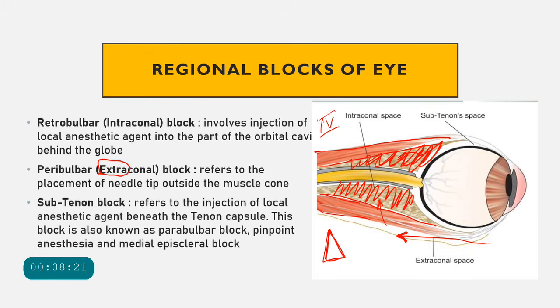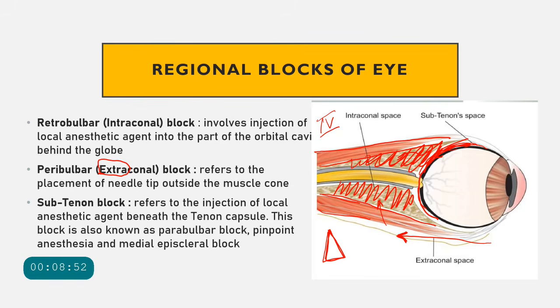Then we have the subtenons block, which refers to injection of the local anesthetic agent beneath the Tenons capsule. So we know that the eyeball has sclera. The sclera has an episclera on top, and on top of that we have the Tenons capsule, and on top of that we have the conjunctiva. Now below the Tenons capsule is the subtenon space. It's a potential space where we can inject the anesthetic agent, and that is going to diffuse all throughout the globe, and slowly through diffusion it is going to cause the anesthesia.